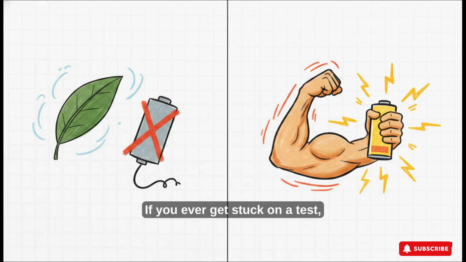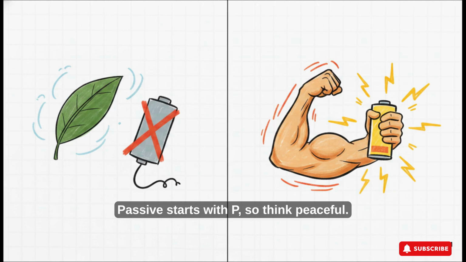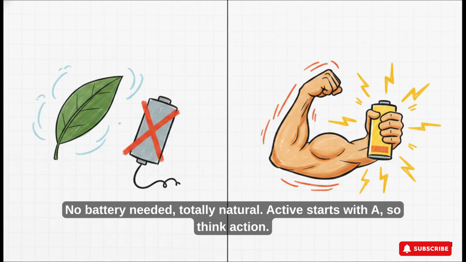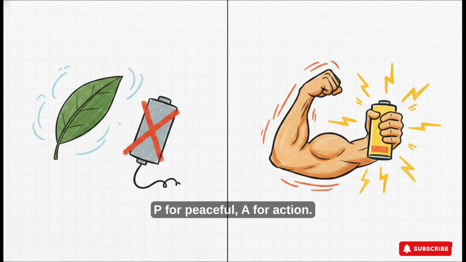If you ever get stuck on a test or just trying to remember this, use this handy memory trick. Passive starts with P, so think peaceful. No battery needed, totally natural. Active starts with A, so think action. It needs a battery and the cell has to do actual work. P for peaceful, A for action.